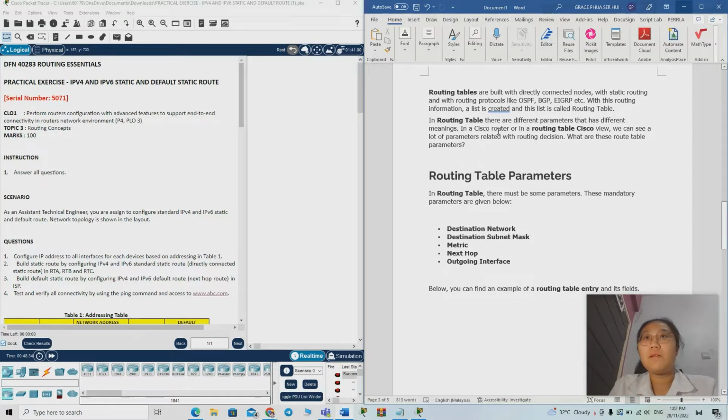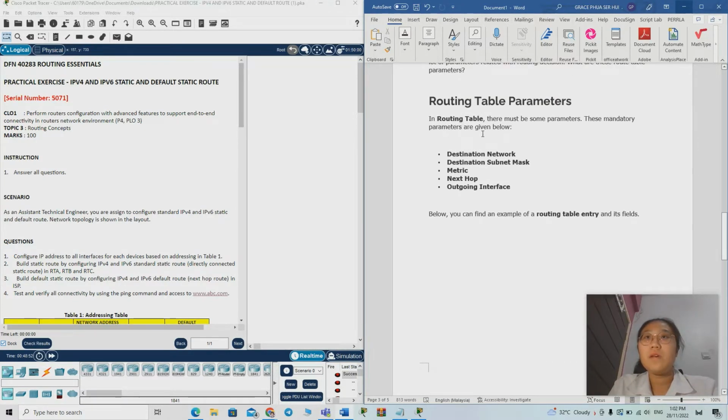In a routing table, there are different parameters that have different meanings. In a Cisco router routing table, we can see a lot of parameters related to the routing decision. What are these routing table parameters? There must be some mandatory parameters. These mandatory parameters are given below: destination network, destination subnet mask, metric, next hop, and outgoing interface.